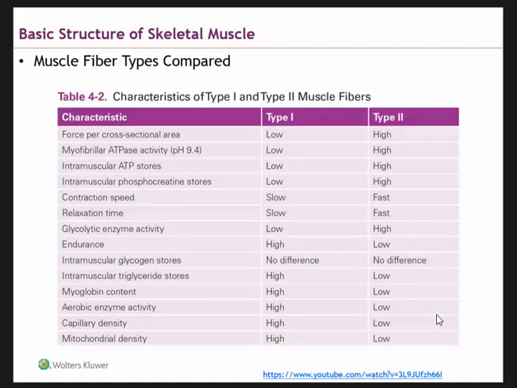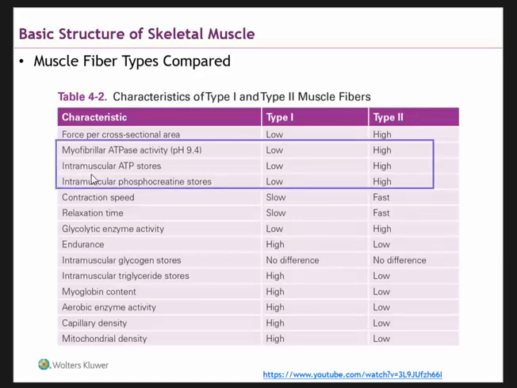Okay, this chart here is a really great chart to study. It goes over those characteristics that I just discussed, but it just separates them in type 1 and type 2. So just think of the X and the A are both here in this type 2 category. Most important things we see here are going to be ATP stores and phosphocreatine stores. We learned about this in chapter 2. So we can see here low versus high.